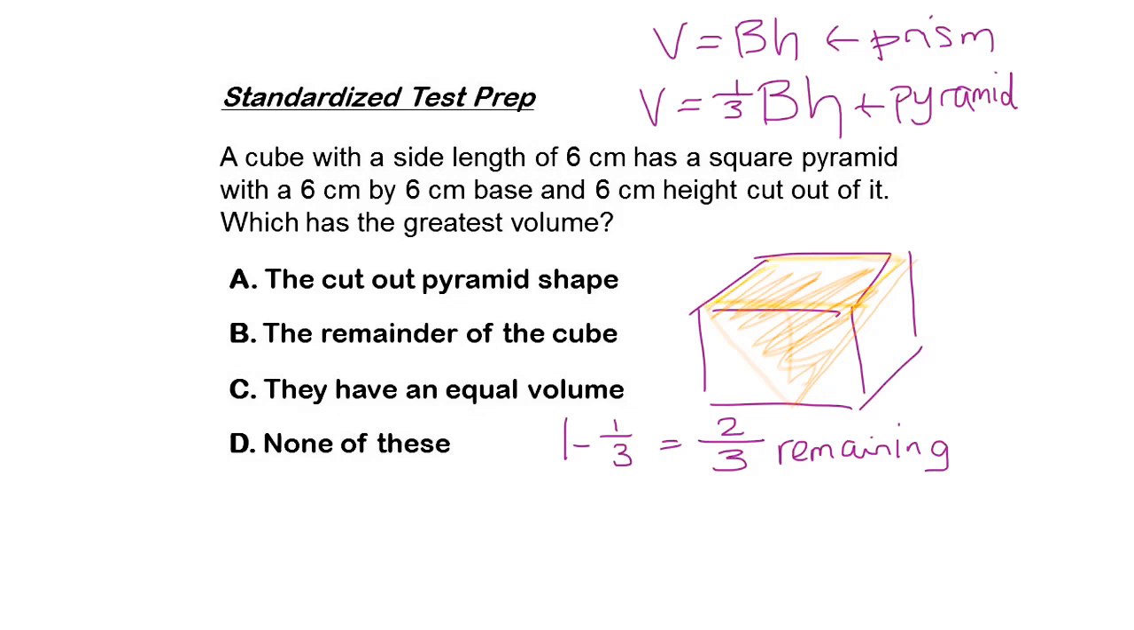So now let's look at the options that we have. It says which one has the greatest volume? The cutout pyramid shape. We know that wouldn't be true because that's only 1/3 of the entire cube. The remainder of the cube, so far, that is bigger than the cutout part. And it says they have equal volume, which is not true. And this is none of these. So we know that B would be correct because the remainder of the cube is 2/3 of the entire cube, but the pyramid that's being cut out is only 1/3 of the cube.